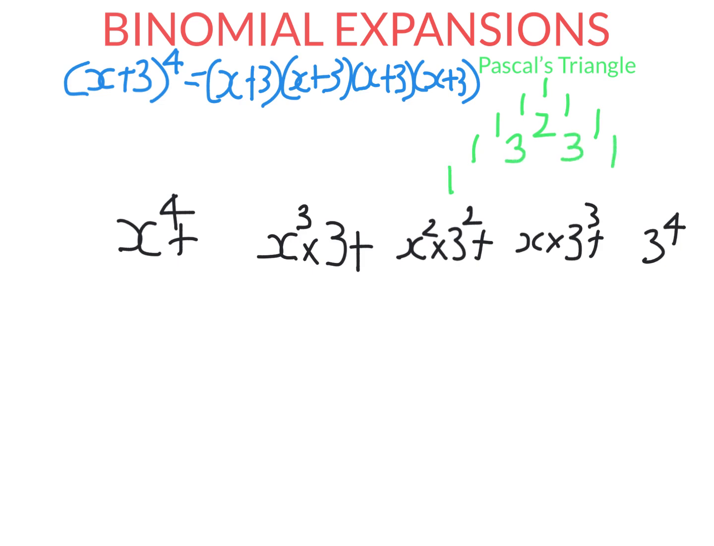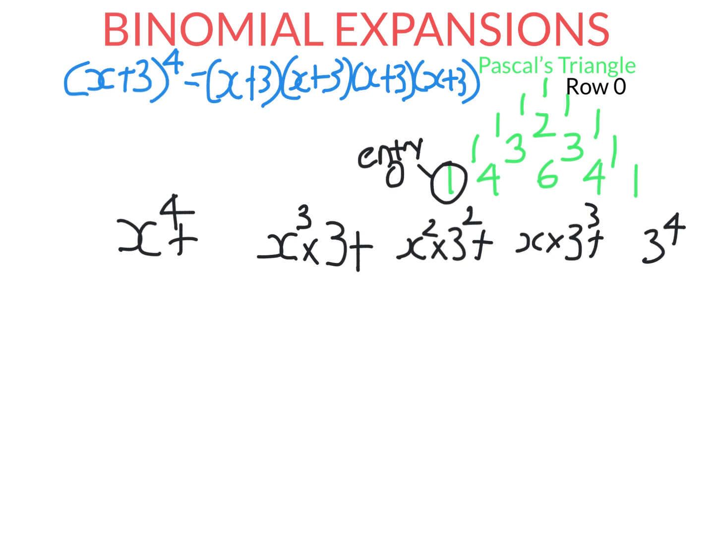So the next row will start and end with a 1. 1 plus 3 is 4. 3 plus 3 is 6. 3 plus 1 is 4, and so on. You could keep going and going. In Pascal's triangle, this first one is in row 0. So this is row 1, row 2, row 3, row 4. Each row starts with entry 0. So for example, this one here is entry 0 in row 4. This is row 4 entry 1, row 4 entry 2, and so on.